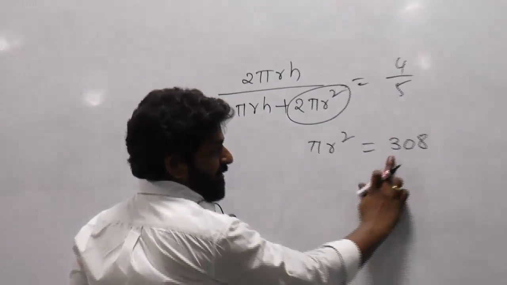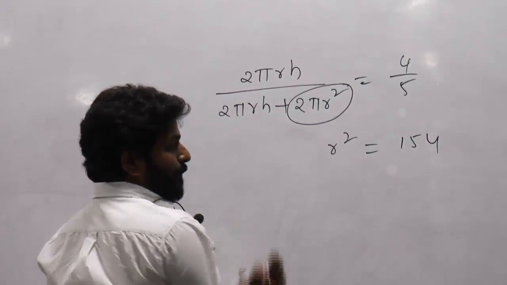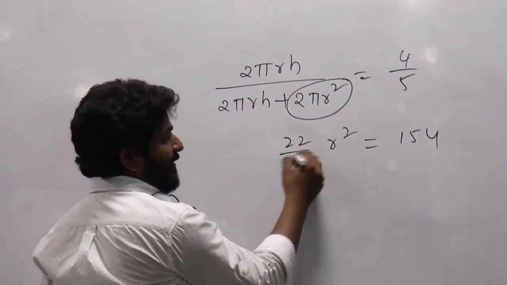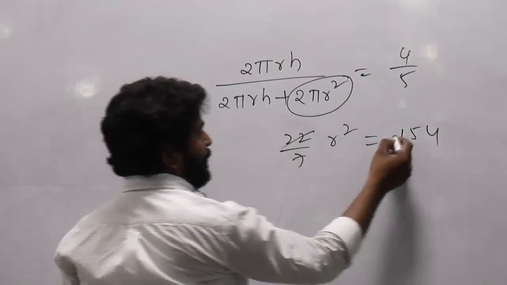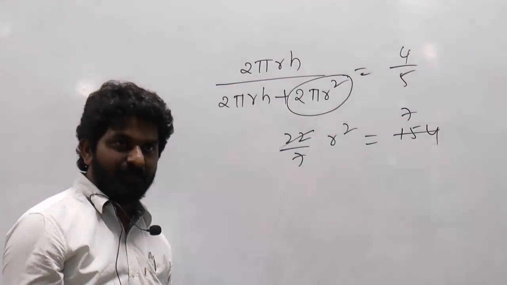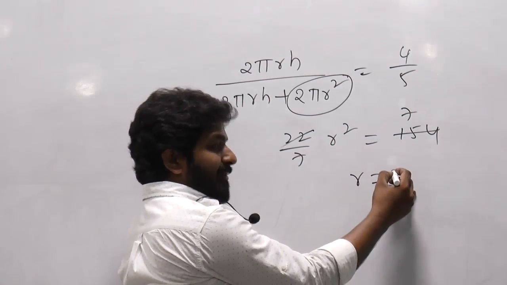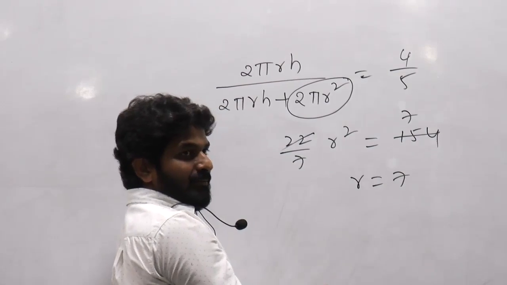Pi r square is 154. Pi is 22/7. 22 by 7 times. Yes. R square is equal to 7. 7 square, r is equal to 7. Okay.